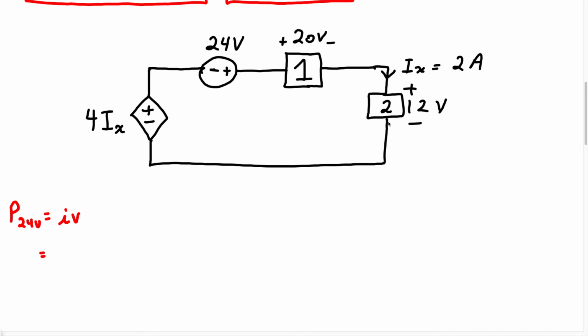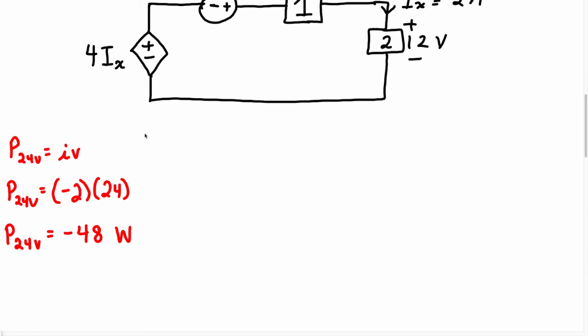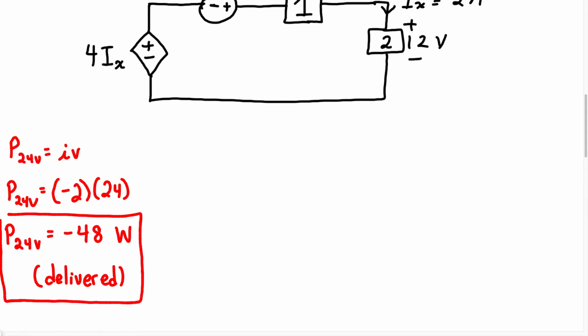But when we look at this, we know the current is going to be flowing in this direction here. The current is going to flow into this source, starting at the negative terminal and then going to the positive terminal. Because that is the case, this is going to be a negative current. So we're going to write negative 2 amps for the current, and the voltage, we know that's going to be 24 volts. So when you solve for this now, the power in this 24 volt source is going to be negative 48 watts. And we know because it's a negative power, that means it's being delivered. This is the answer for the 24 volt source.